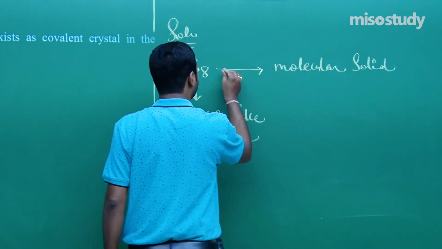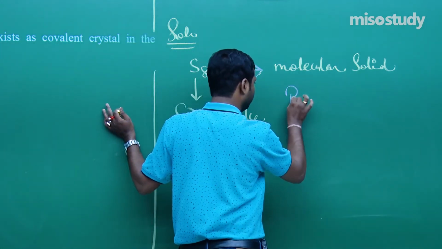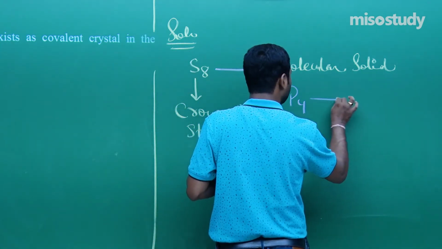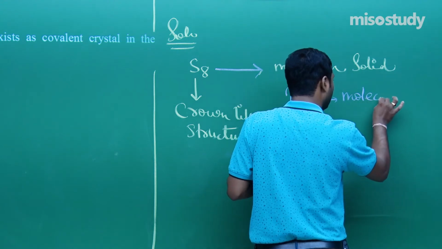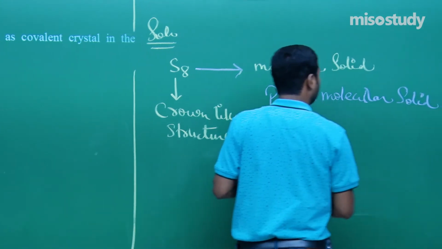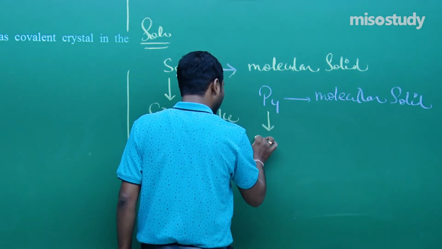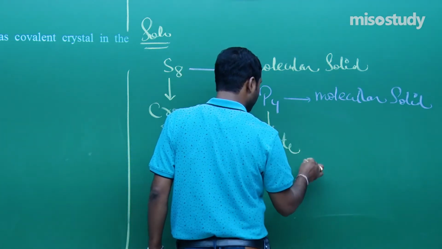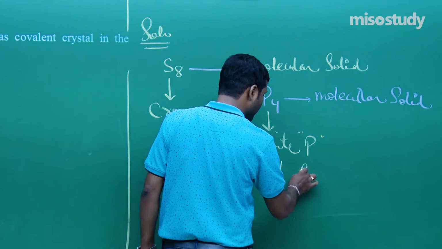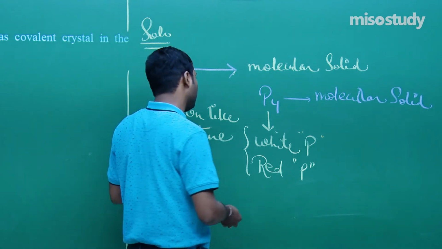Now, next one is phosphorus, P4. Phosphorus exists as P4. This again is an example of molecular solid. And we all know that P4 generally exists in two main forms, that is white phosphorus and red phosphorus. These are the two important forms, and it also exists as P4.